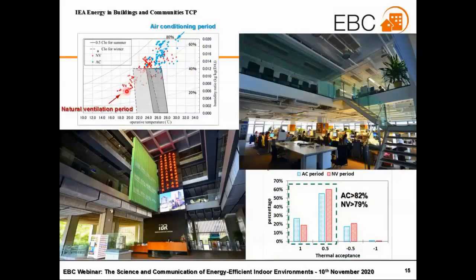But you can see even in this building, during the air conditioning period, more than 90% of indoor parameters are outside of the comfort zone, but more than 80% of people feel comfortable or acceptable.